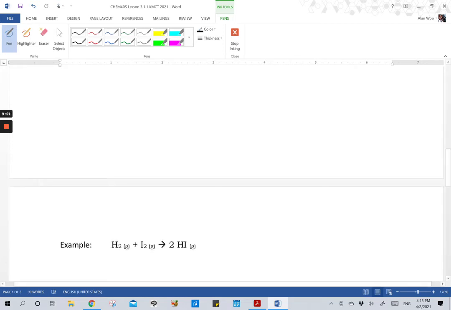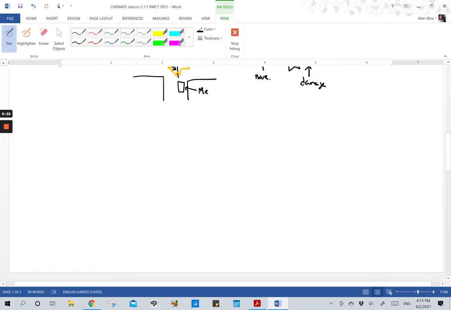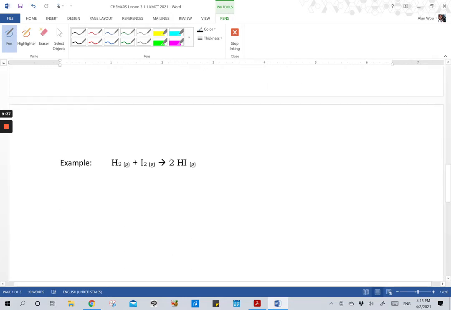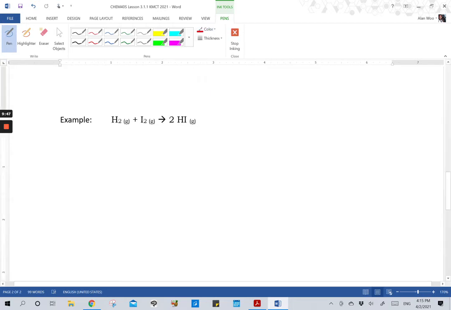bonds. Remember, in my case, the collision was pretty effective at totaling my car, but nothing happened to the other person's car. It was ineffective on him between our two collisions. So if we look at an actual example, we'll use a bit of color here, mostly just to identify the differences between molecules.